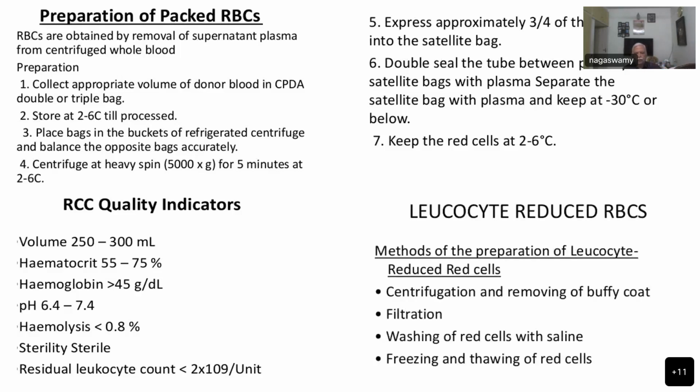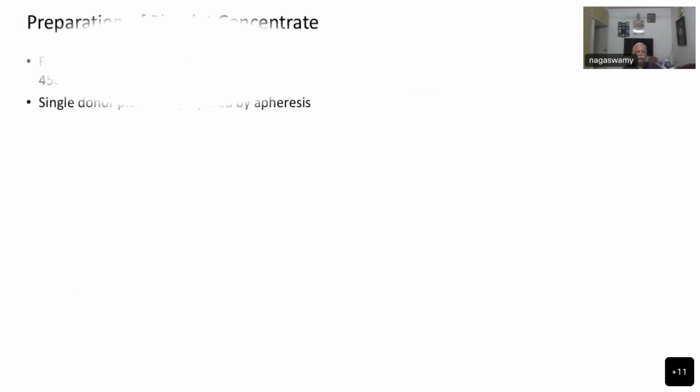When you say it is leukocyte reduced RBCs, you can remove the leukocytes by centrifugation again and removing what is called the buffy coat. That will come like a soap bubble above, and you can remove that. Or you can filter, or wash the red cells with saline, and then freeze and thaw the red cells. By all these means, you can remove the white cells and produce what is called leukocyte reduced red cells.